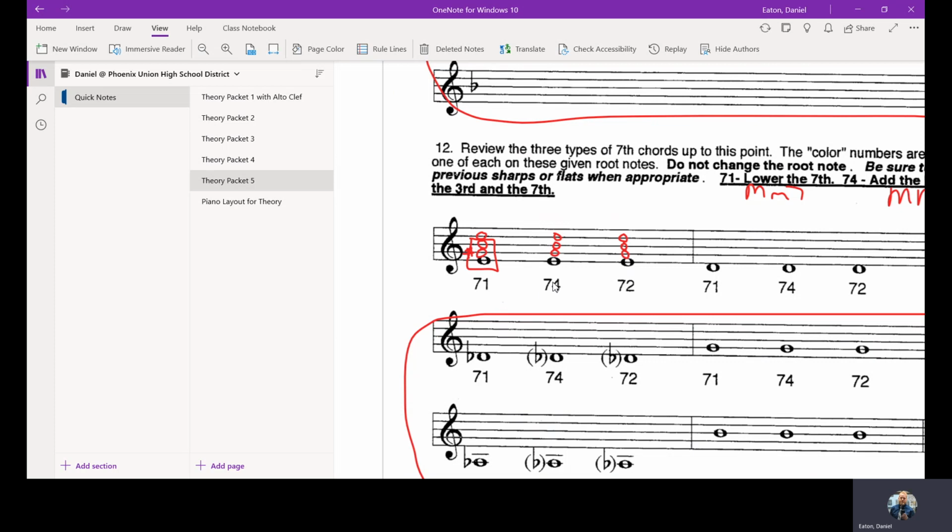Now I need to make a minor 7th. So normally D sharp would be my major 7th. If it's natural, that means it's going to be minor. So I've completely done this one: E, G sharp, B, and D. The 7/4 chord, that is a major 7th chord. So I'm going to maintain my sharp here, and I'm going to add D sharp.